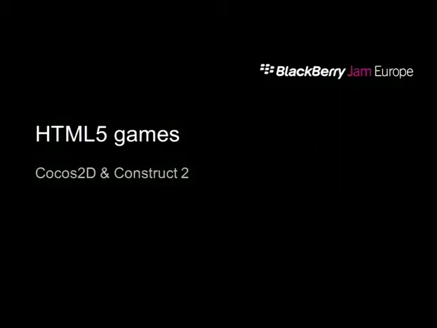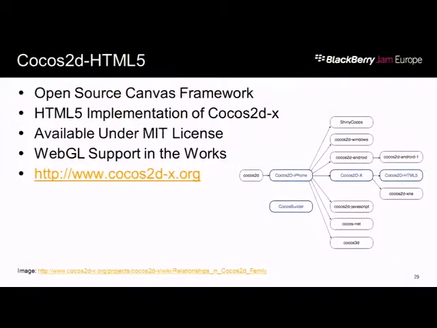So we're going to move over to HTML5 games now. Hopefully this is going to be a fun demo. So you have Cocos2D-JS, which is based off of Cocos2D-X, and it's an HTML5 implementation of it. It's available under the MIT license, which means that you should be able to use it without issue. WebGL support is in the works, which you guys know or may not. That is a subset of OpenGL, and it's available on cocos2d-x.org.